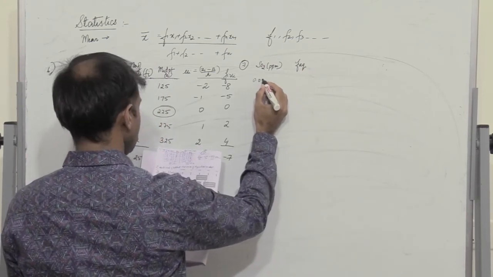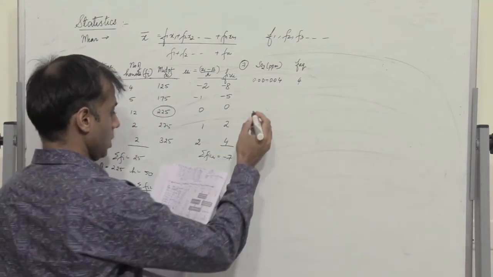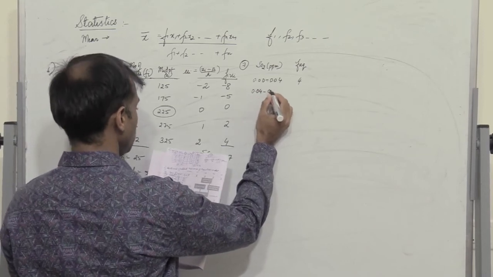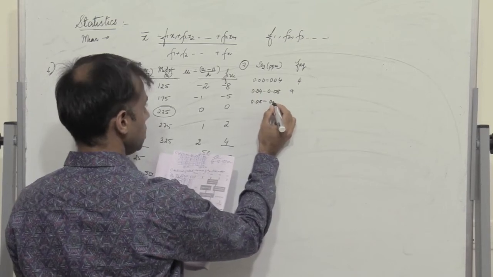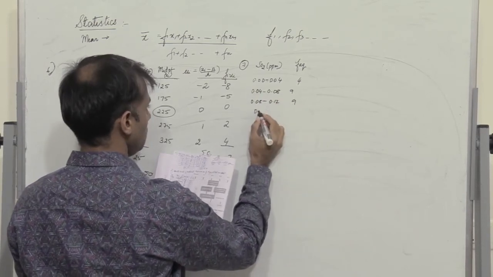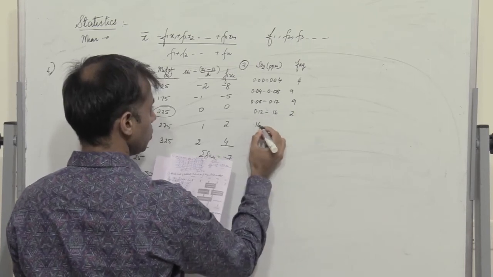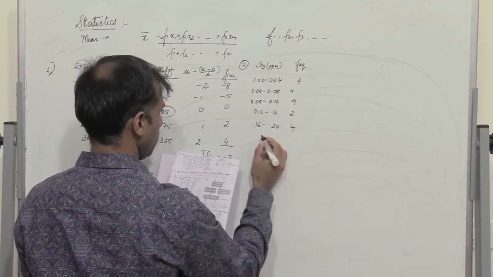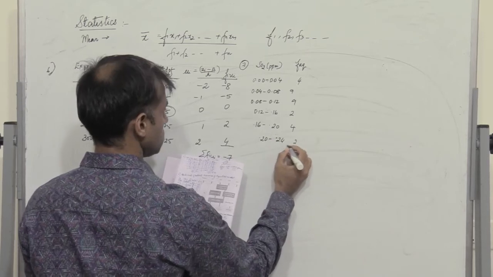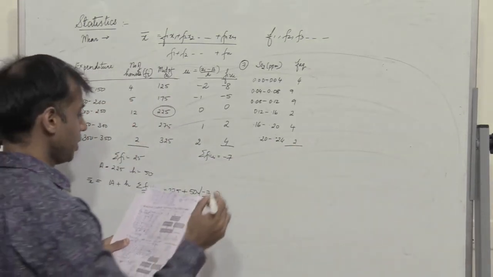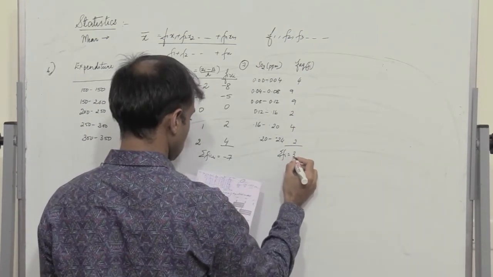So 0.00 to 0.04 frequency is 4, and 0.04 to 0.08 the frequency is 9. So 0.08 to 0.12 again frequency is 9. 0.12 to 0.16 frequency is 2. 0.16 to 0.20 is 4, and 0.20 to 0.24 frequency is 2. Right? So this is Fi. So the sum of the frequencies is 30.